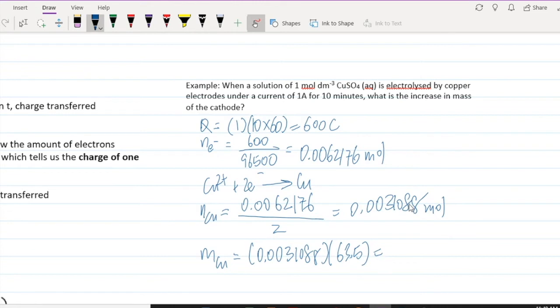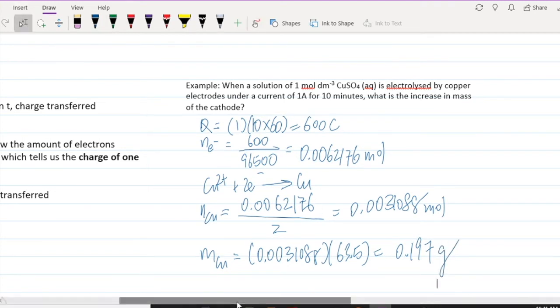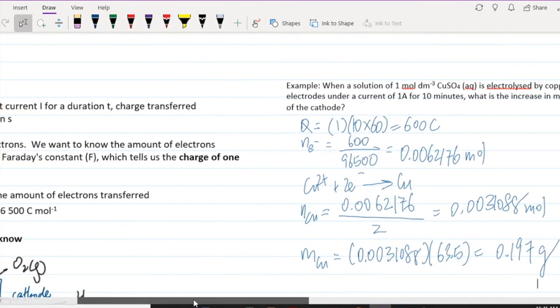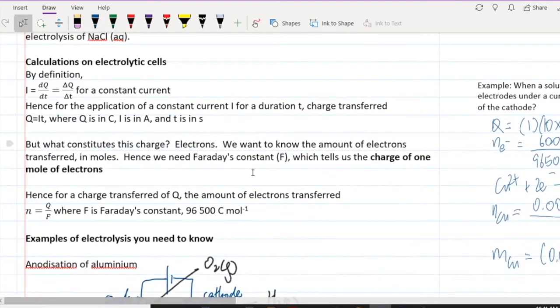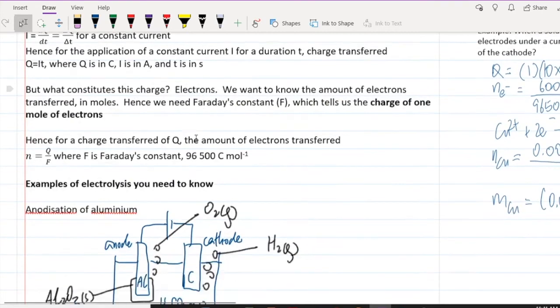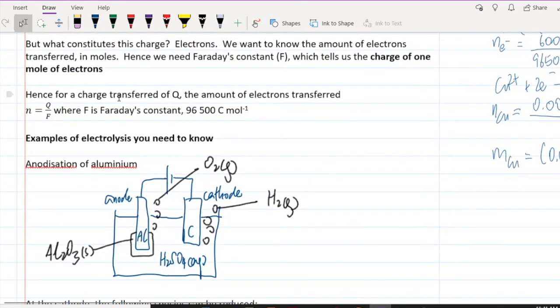You get 0.197 grams. Okay, so get it? This is a very easy example. You will encounter slightly more challenging examples in, say, your school's exam papers or practice worksheets, and be prepared, but it will not be too difficult. So there are 2 examples of electrolysis that you need to know.